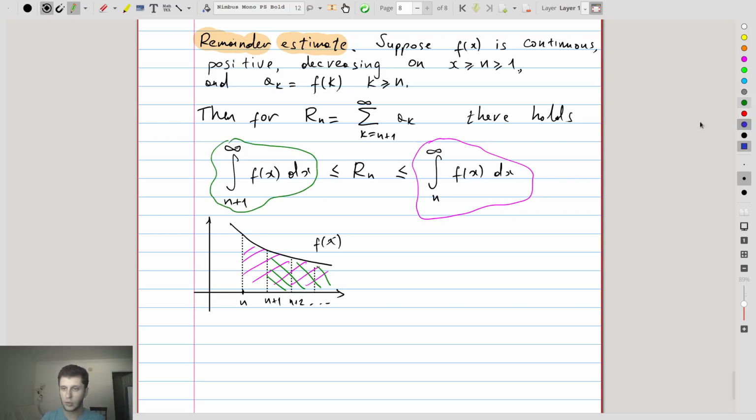Okay, now what we do is we estimate this tail of our series using either rectangles of this form, right? So they are contained in the pink area, and so that gives you the right inequality, or alternatively, we look at these rectangles, right? And they contain the green area and correspond to the terms of our series again.